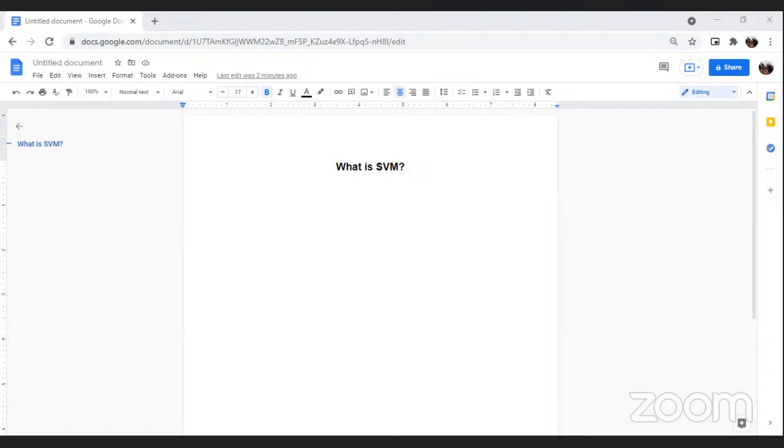So basically, if you have n features in your training data set, SVM tries to plot them in n-dimensional space with the value of each feature being the value of a particular coordinate. SVM also uses hyperplanes to separate out different classes based on the provided kernel functions. All right. So this is what SVM actually does and means.